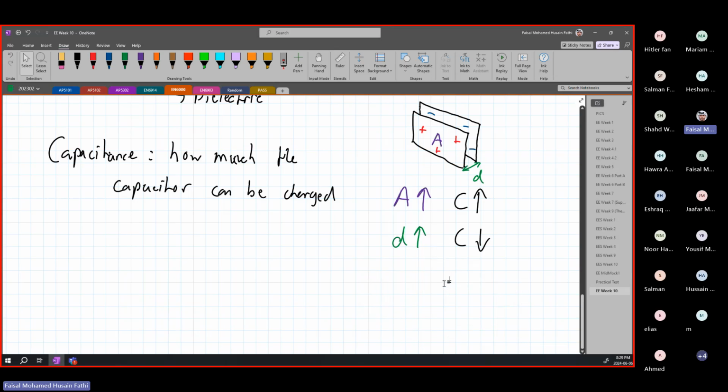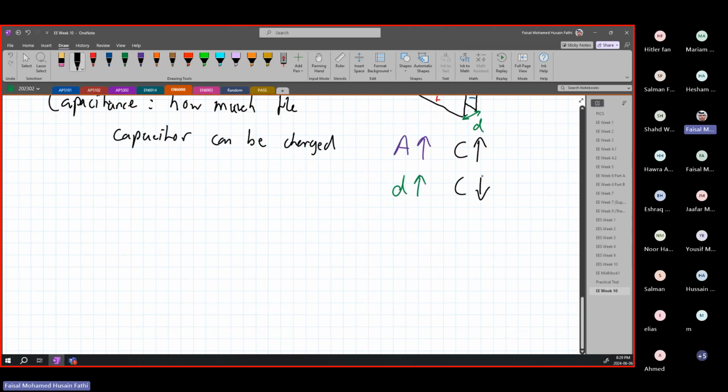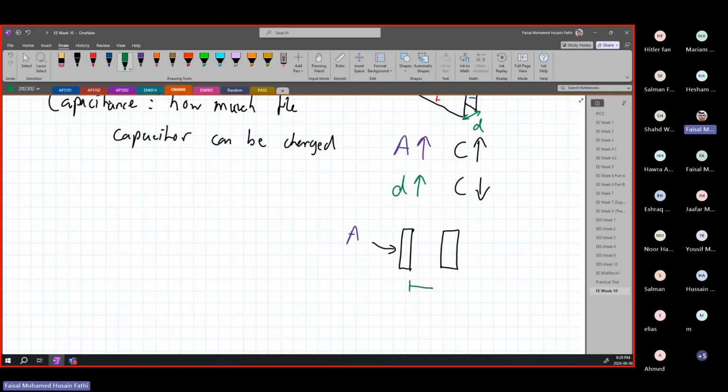Okay? The last thing we didn't talk about is what is in between these two plates. So like I said earlier, now we have these two plates. These both have a specific area. We talked about that, and we talked about the distance in between them, and we saw the relationship. The last thing that we have is this middle part. What is inside this area?